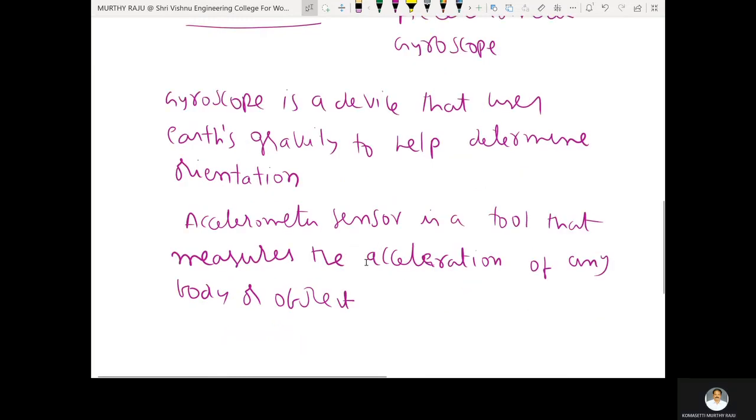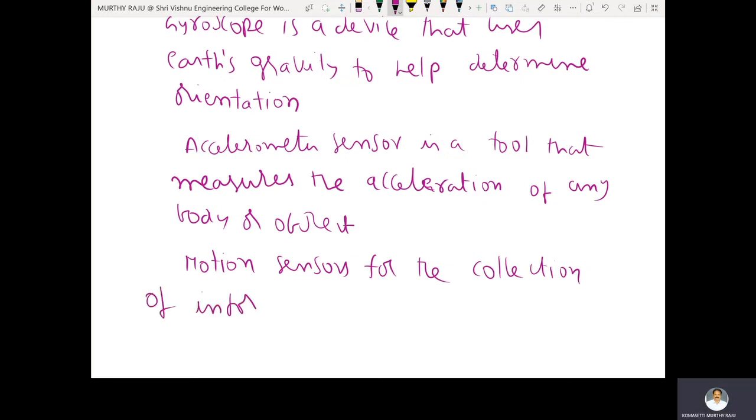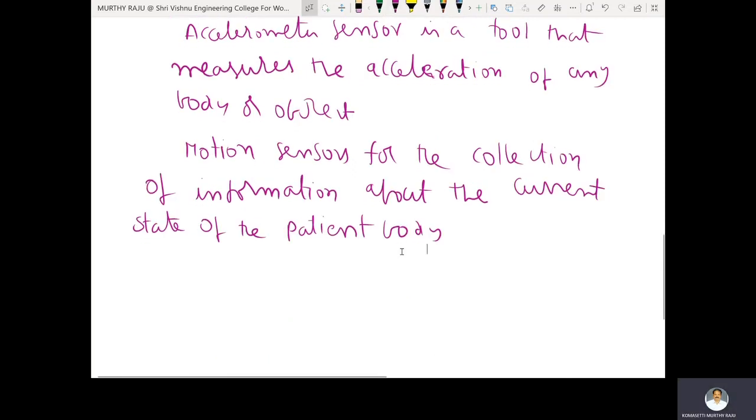Motion sensors have the main aim of collecting information about the current state of the patient. That means walking, running, standing, sitting, and falling. Motion sensors collect information about the current state of the patient body.